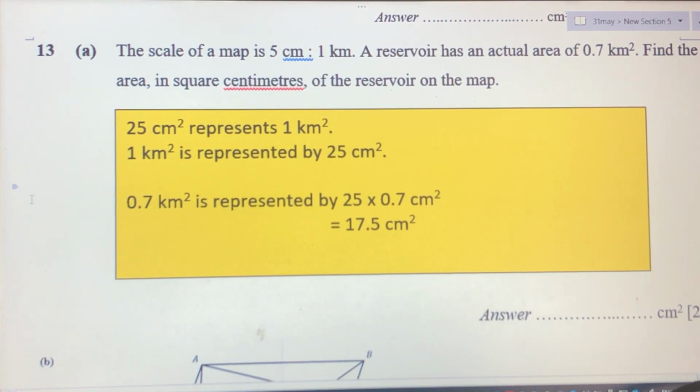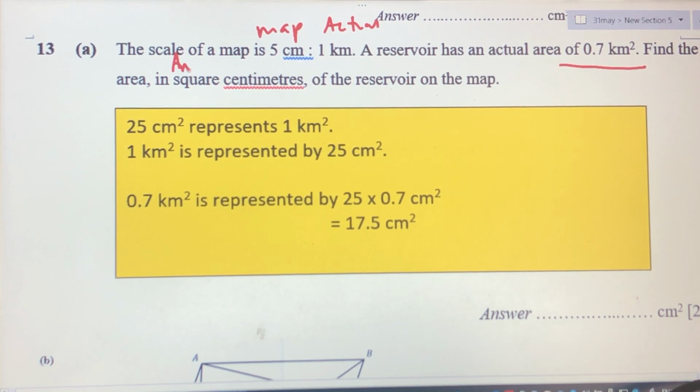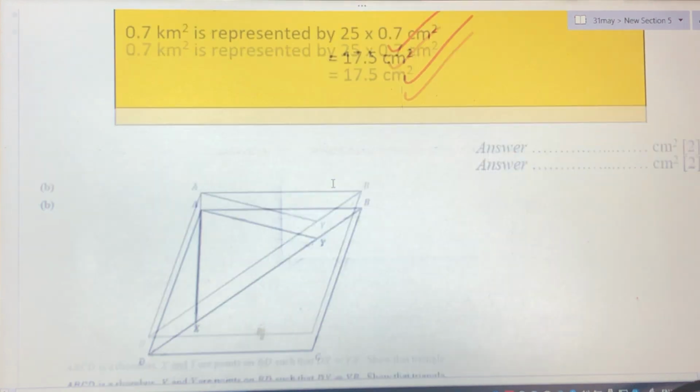The scale. This question is very simple. The first one is always the map and then actual. This is what we call the length scale. Then they tell you that the reservoir has this actual length. We want to talk about area, so we want the area scale. Then you go and square these. Everything will be squared. Then you times 0.75 here, times 0.75 here, then you get the answer already, finish.